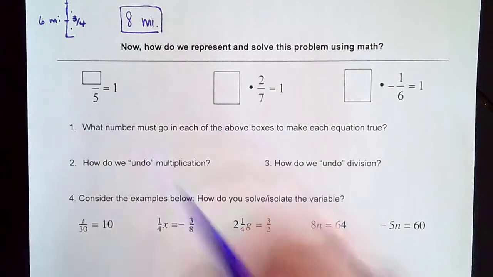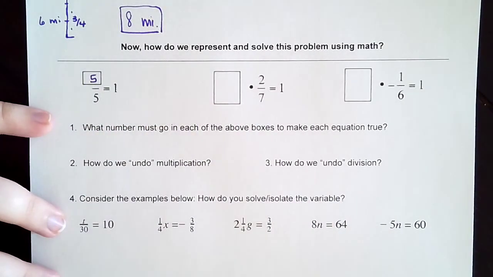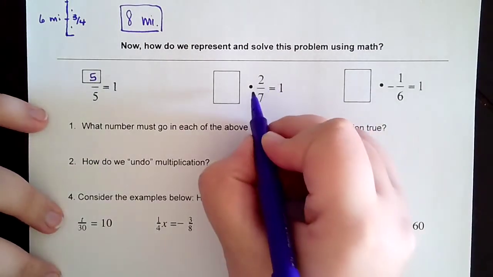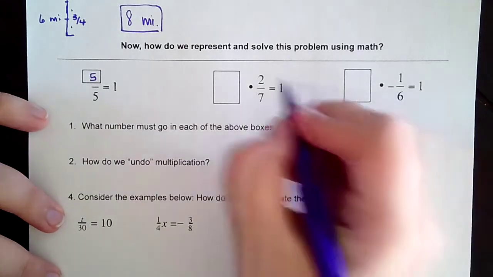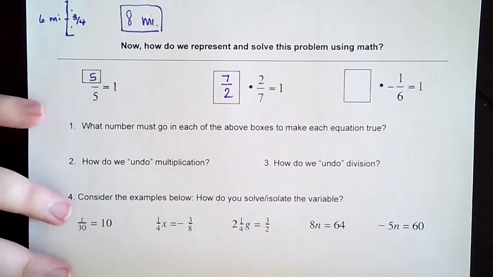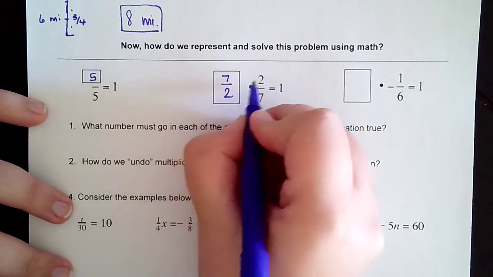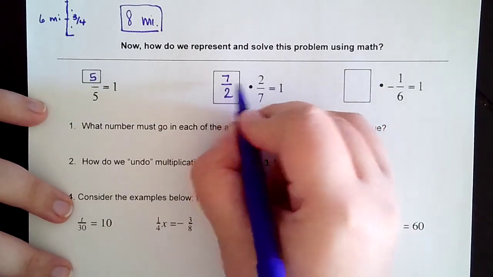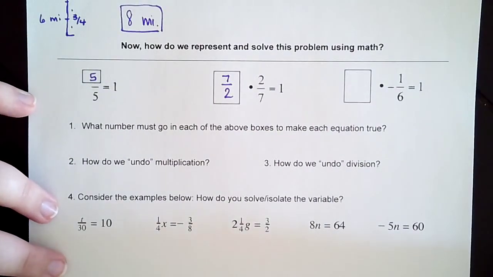What divided by 5 is equal to 1? In this case, we know 5 divided by 5 is equal to 1. Any number divided by itself is 1. What times 2/7 is equal to 1? That one's a little harder, but the answer in this case is 7/2 because we've inverted that 2/7. I can prove this because 7 times 2 is 14, and 2 times 7 is 14, meaning we have 14 divided by 14 equaling 1. That one is a little tricky.